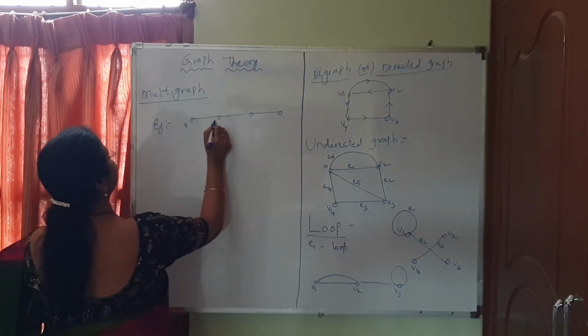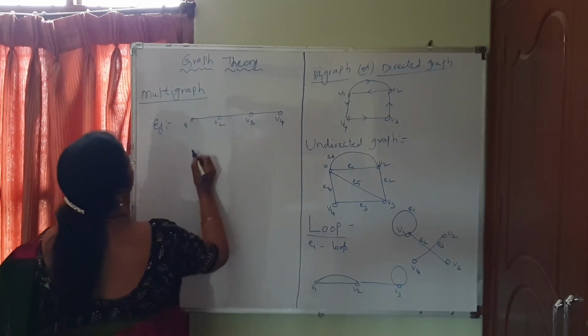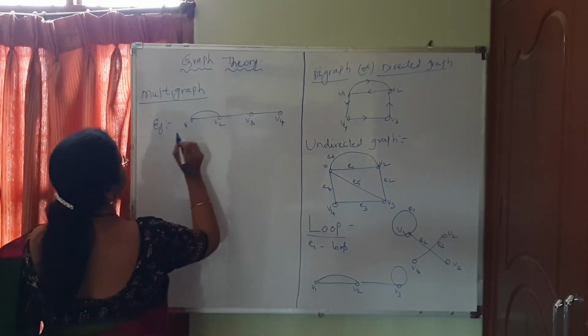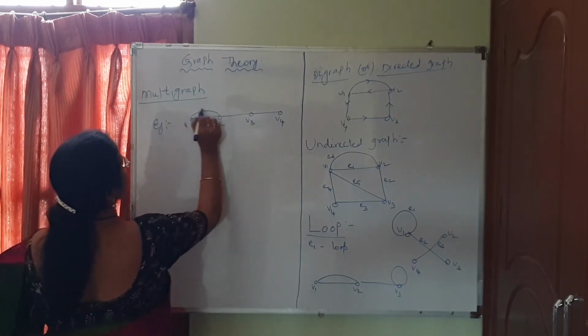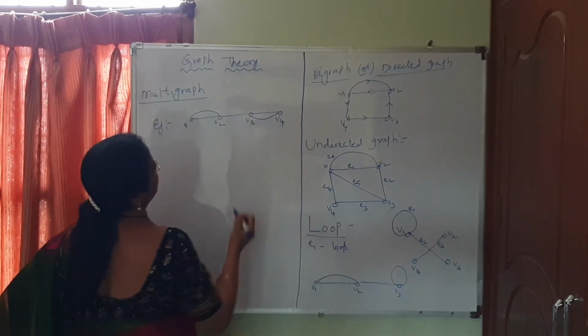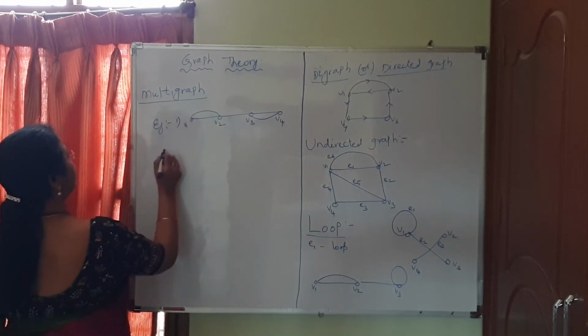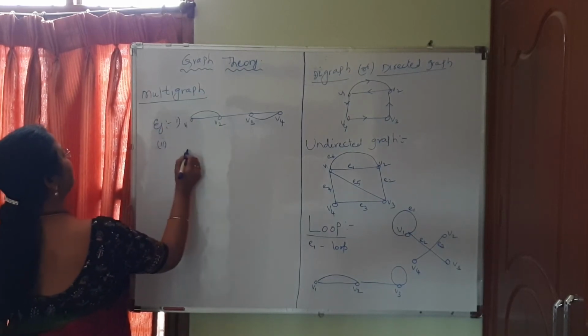This is vertex V1, V2, V3, V4. V1 to V2 we have one edge, and here I am giving another parallel edge. So we call such type of graphs as multigraphs. This is one example. Here you can have one more example.